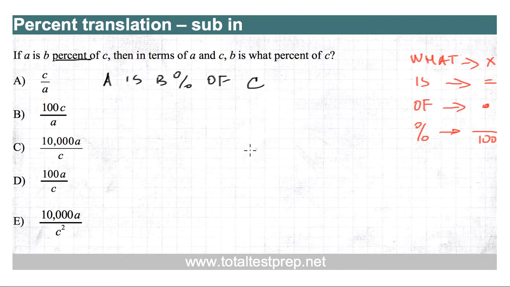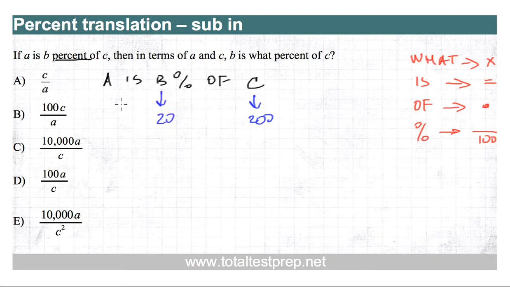One way you can tell that this is the proper strategy is to look at the answer choices. If the answer choices contain variables, then it's a good idea to pick numbers for the variables in the answer choices. So here, we're finding B percent of C, so our whole is C. Let's pretend that's 200, and let's pretend that B is 20.